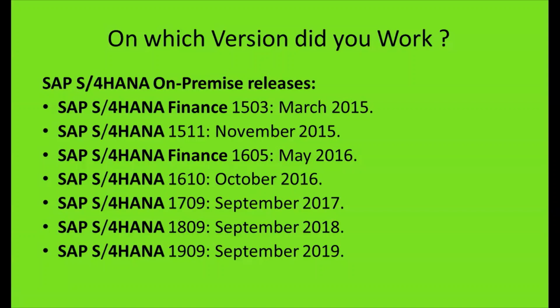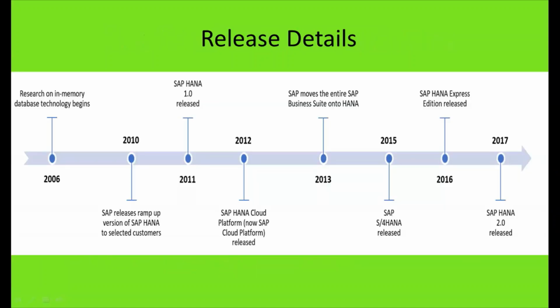We have a simple way of understanding this. If you see the version name, the first two digits are the year in which it was launched, and the next two digits are the month in which it was launched. So if we see 1909, 19 is the year, meaning 2019, and 09 is the month in which it was launched.